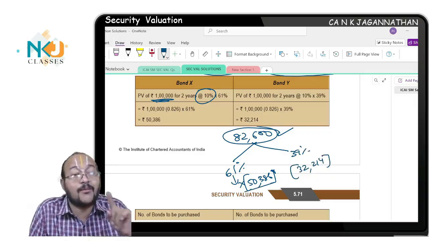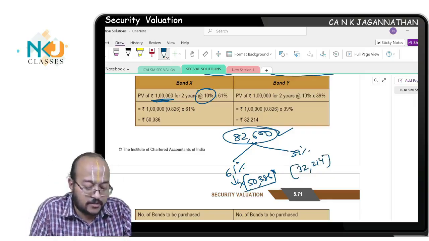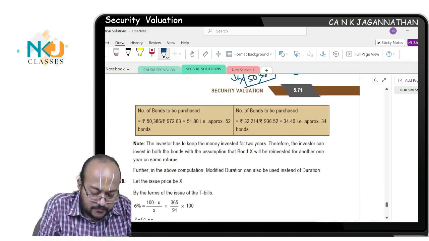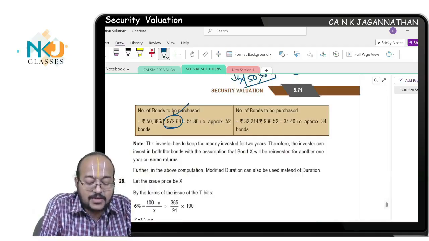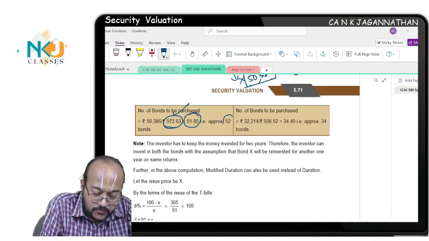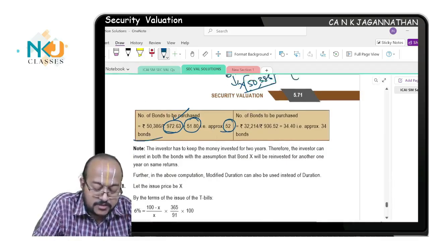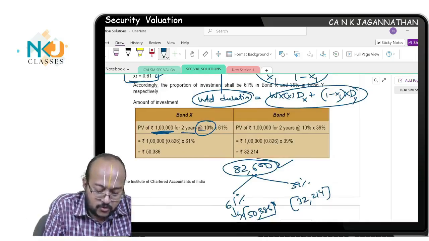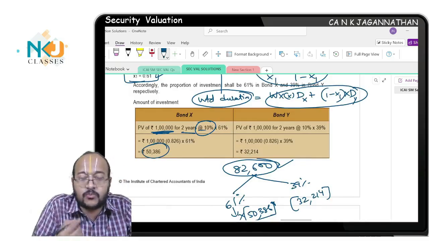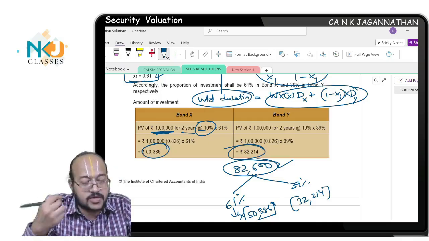Now, this is the total amount. What is the current market price of bond X? It is 972.63. If you divide the amount by the price, you will get the number of bonds, 52 bonds. Are you all understanding? See, very simple how they have done it. The present value of 1 lakh for 2 years at 10% gives 82,600, into 61% gives 50,363. This is the amount to be invested in bond X. This is the amount to be invested in bond Y.